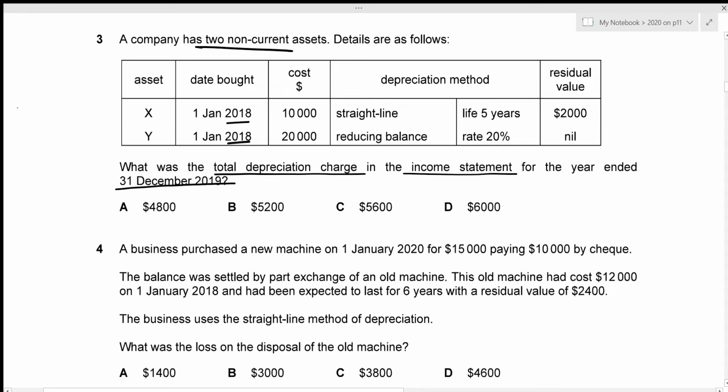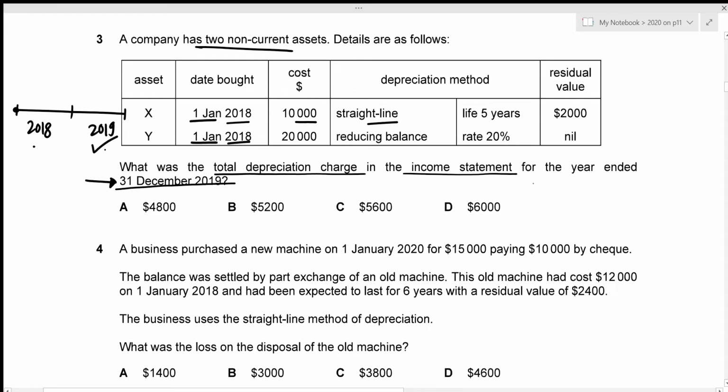All right, I'm just going to create a timeline here. This is the year 2018, this is the year 2019. We know that both assets were bought on 1st January 2018, right? But we are trying to figure out the total depreciation charge in the income statement for the year ended 31st December 2019, so we are trying to figure out the depreciation charge for the second year. For asset X, we can see that the cost is 10,000, and the depreciation method used is the straight line method, which means that the depreciation charge for 2018 as well as for 2019 is going to be the same, right?